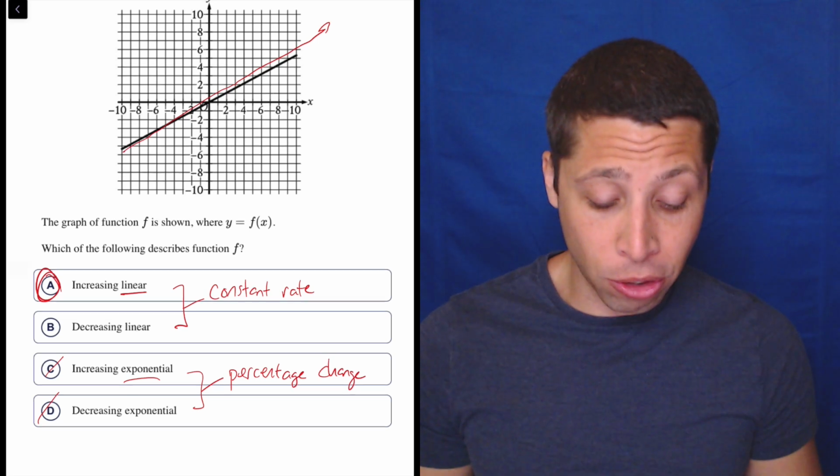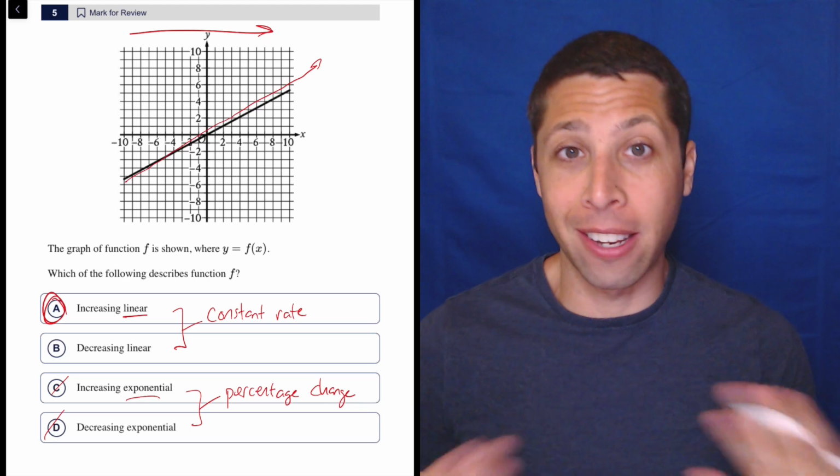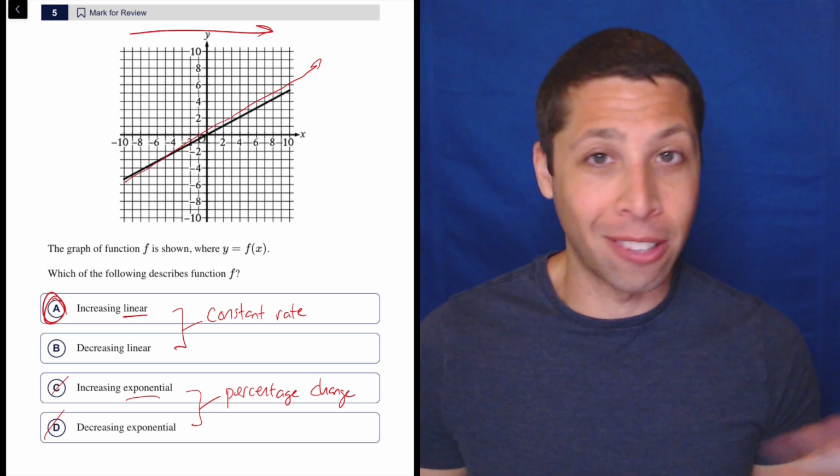So there will be other questions where this is harder because of the stories, but on a graph, hopefully you can just tell it's straight or it's curved. That's really all it comes down to.